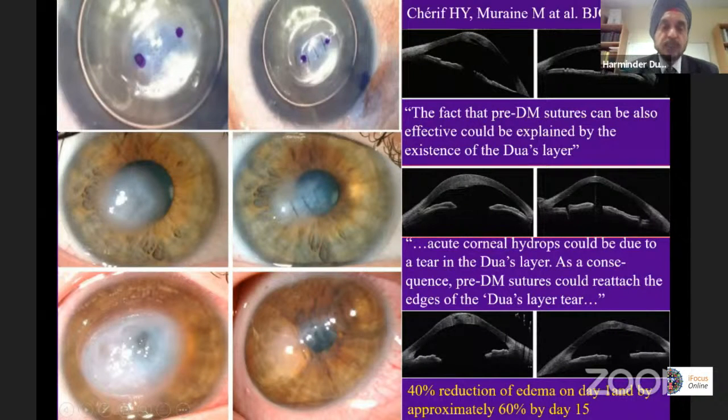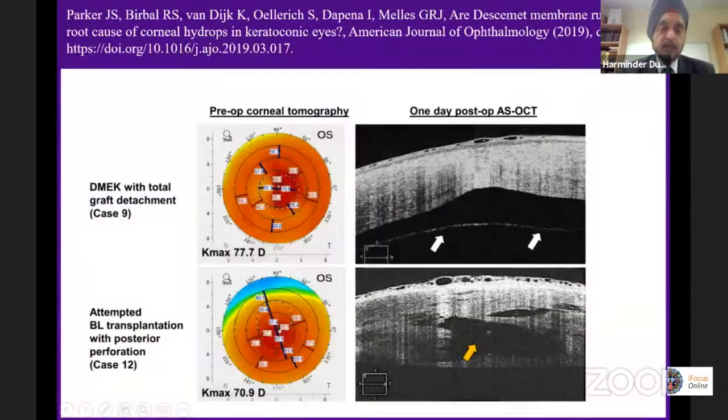But this was the most telling paper, very recently by Melles. His group acknowledged not only that this layer exists, but also, because Melles is one of the stalwarts and the most leading figures in endothelial keratoplasty, the innovator of many, many different things, so a very respected person who I hold in very high regard, he started this Bowman's membrane transplant.